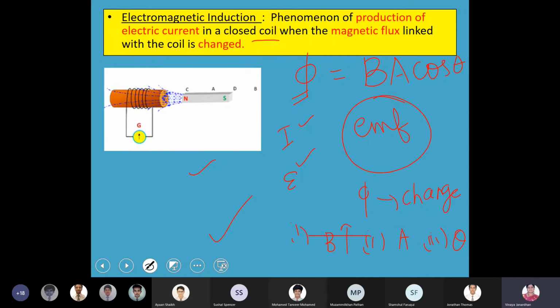There is one more way. Keep the magnetic field constant and rotate the coil. Sorry, keep the field constant, rotate the coil in the magnet. This is the condition of your electric generator. Current is generated in all your generators by that method. So I'll go for the next one. Just write: phenomenon of production of electric current in a closed coil when the magnetic flux linked with the coil is changed.